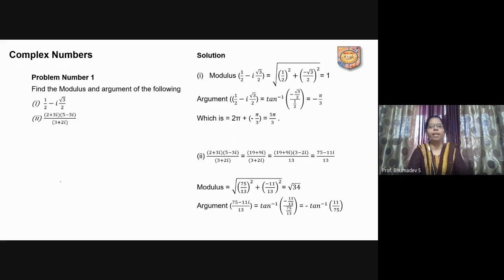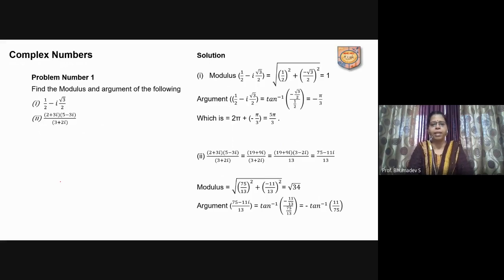So we will multiply and divide by the conjugate. Again, we will multiply the numerator part. If we do it that way, we have 75 minus 11i upon 13. Now, again, the modulus formula: the new x is 75 upon 13 and y is minus 11 upon 13. Apply the formula for modulus, square root of x square plus y square, which is nothing but, in this case, square root of 34.